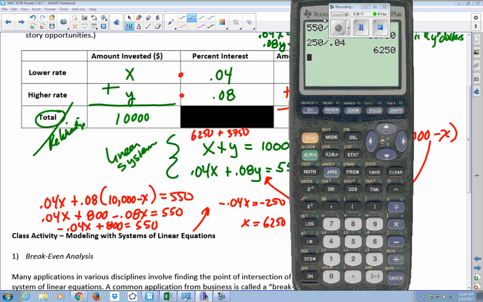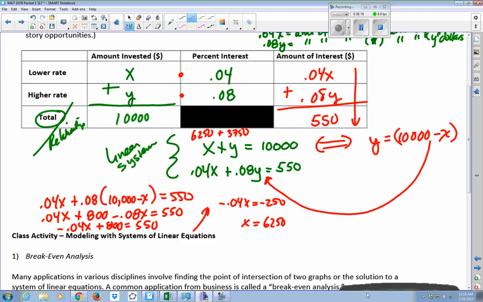So when you write your sentence, that's when you include your units. You would say, I invested $6,250 in the 4% account and the remainder, $3,750, in the 8% account.